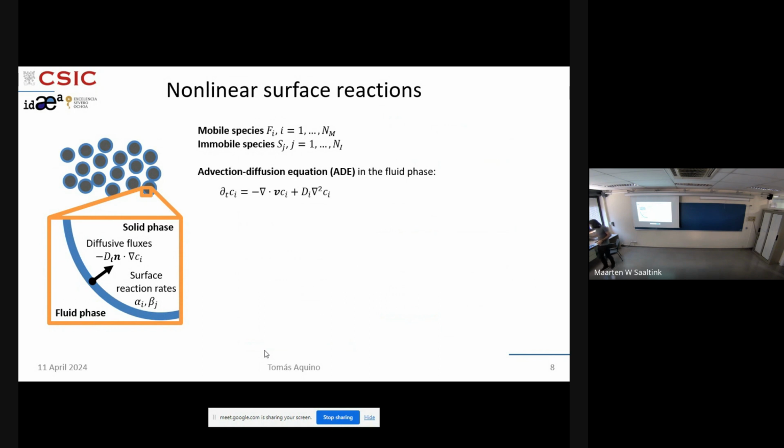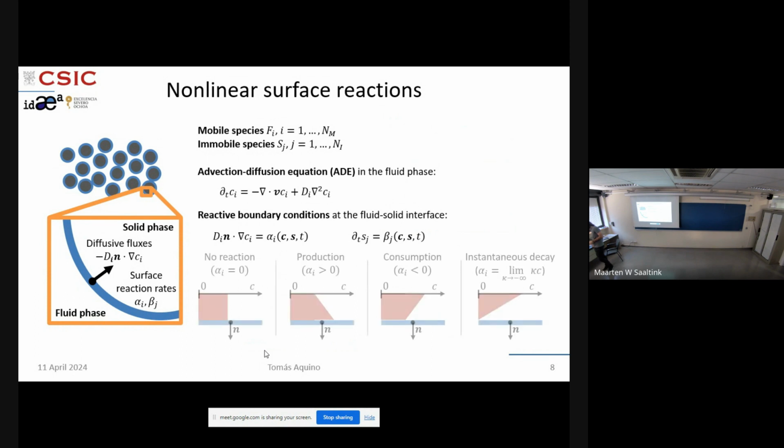So again, in the pore space, we now have a bunch of species, but they don't really talk to each other in the pore space. They just move by advection-diffusion, just like before. Now we have these things that look like Robin boundary conditions, but instead of having a linear reaction here, we have some arbitrary function of surface concentrations, and if you really want to, time as well. It doesn't really matter.